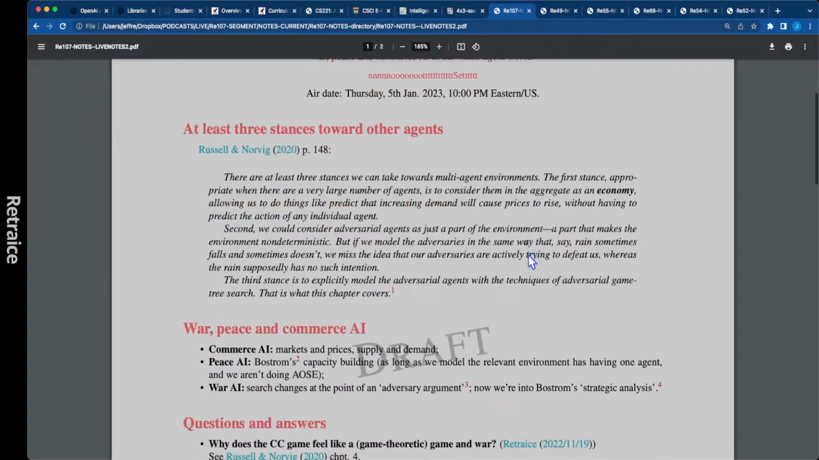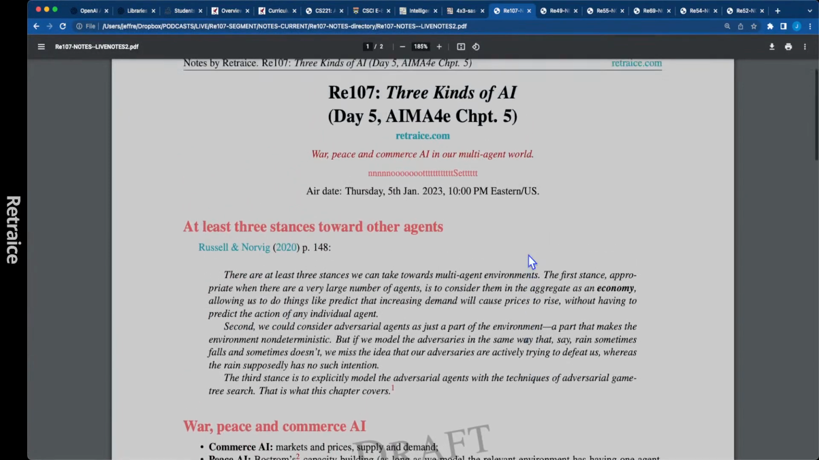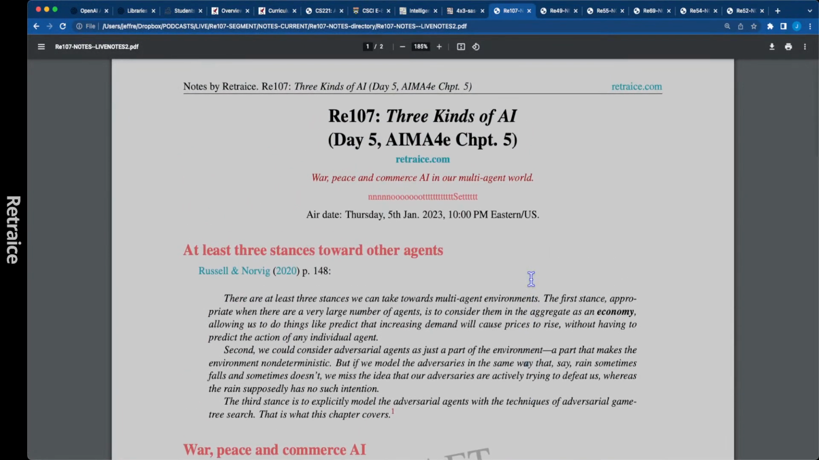I'll just read it. There are at least 3 stances we can take towards multi-agent environments. The first stance, appropriate when there are a very large number of agents, is to consider them in aggregate as an economy, allowing us to do things like predict that increasing demand will cause prices to rise without having to predict the action of any individual agent.